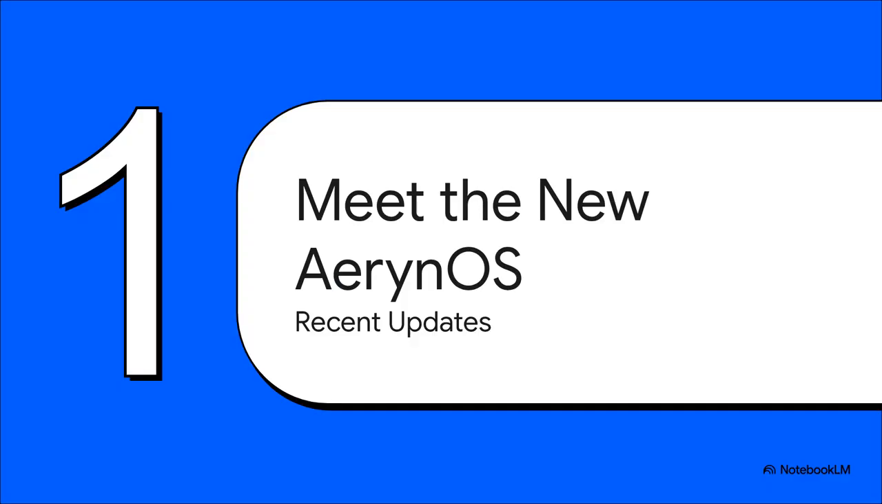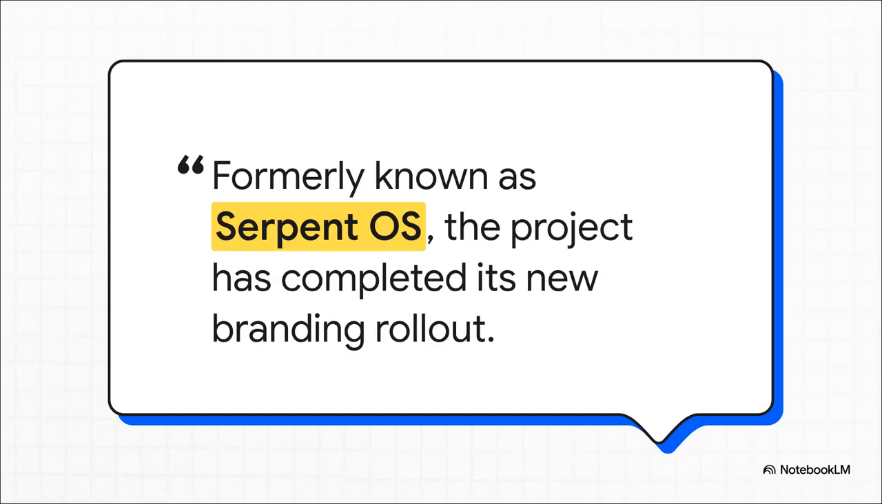Section 1, meet the new AerynOS. Now, if you follow Linux development pretty closely, you might be scratching your head wondering where AerynOS suddenly sprang from. Well, as this April 2026 report from Linuxiac points out, the project was actually formerly known as Serpent OS. Yeah, they recently went through a quiet but super comprehensive branding rollout. They adopted the AerynOS name and rolled out this completely new triquetra-based logo with a really fresh green and orange color palette. So if you are already tracking Serpent OS and its highly anticipated atomic architecture, this is literally that exact same project, just wearing a sharp new suit.